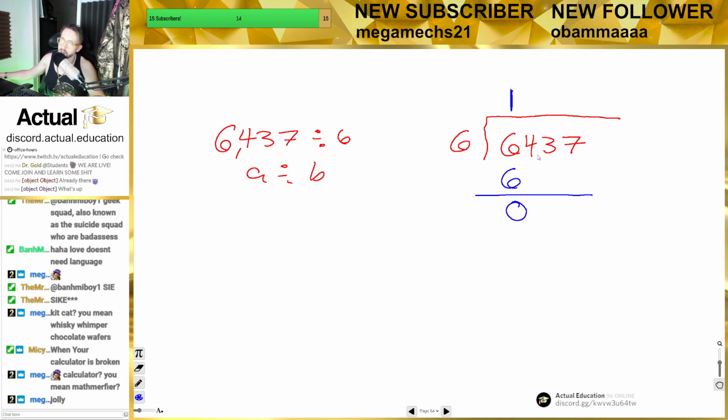The next thing I do is ask, how many times does 6 go into 0? It doesn't go in any amount of times. So what we've got to do next is bring down the 4. How many times does 6 go into 4? It doesn't. That's when you're allowed to write the 0. It's only after you've done the subtraction and then tried to pull down another number that you get to write the 0 above that number.